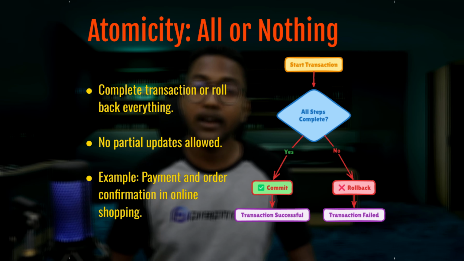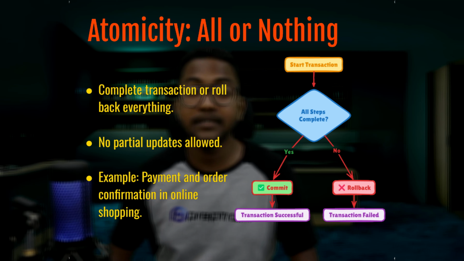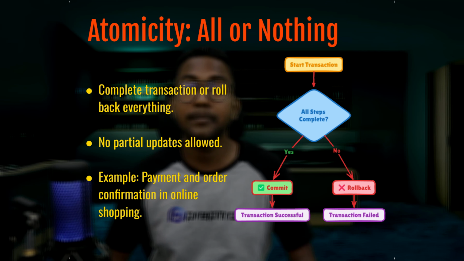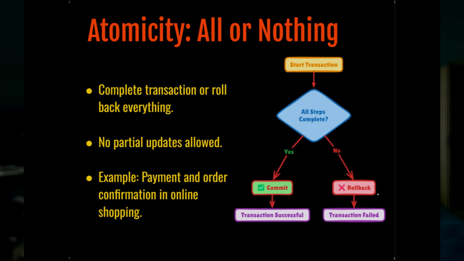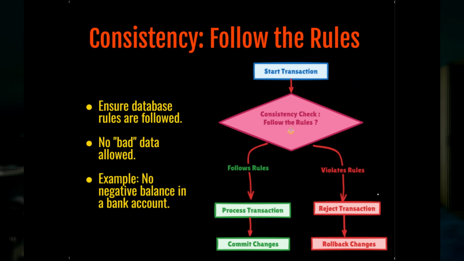Now that we have covered atomicity, let's move on to the second principle, which is consistency, and let's see how it makes sure that all of your transactions follow the rules of the database. All right. So the second principle in ACID transactions, consistency, is all about ensuring that every transaction leaves the database in a valid state. In other words, it makes sure that all the rules and constraints defined by the database are followed.